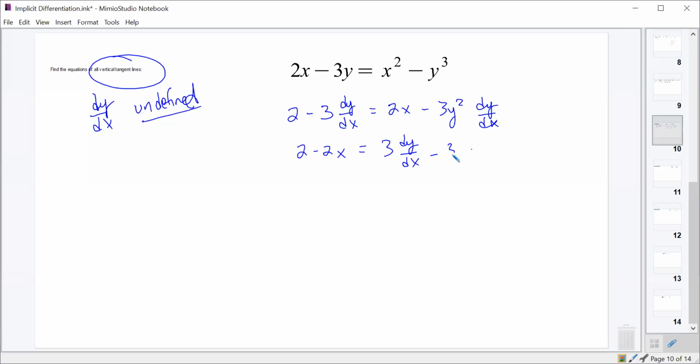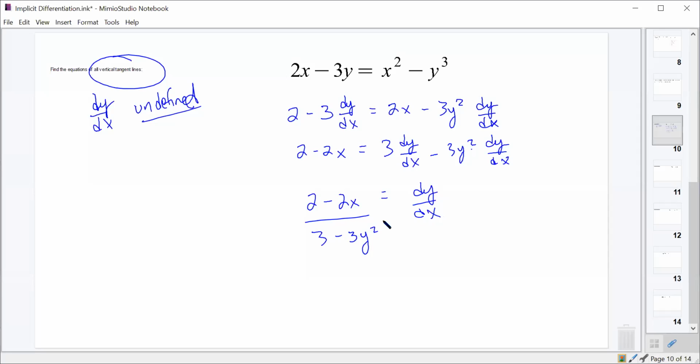equals 3 dy dx minus 3y squared dy dx. And if I were to factor out the dy dx on the right-hand side, what would be left over there? A 3 minus 3y squared times it. So I could just divide by that 3 minus 3y squared and get a derivative. Everybody feel okay about that derivative? Yes. Okay.